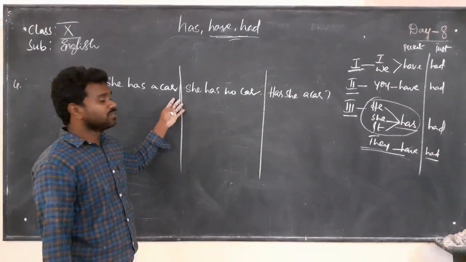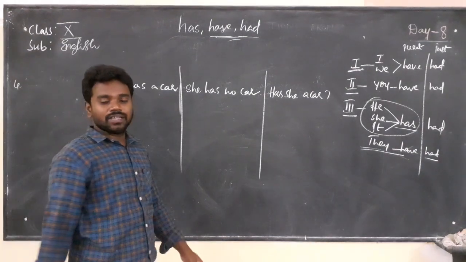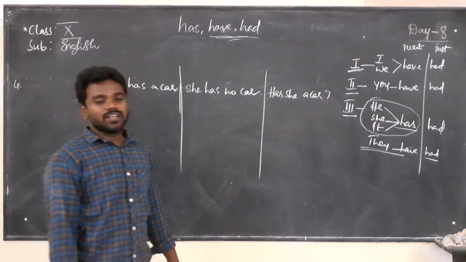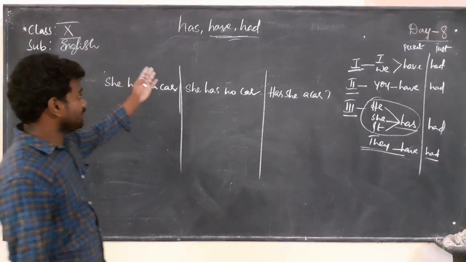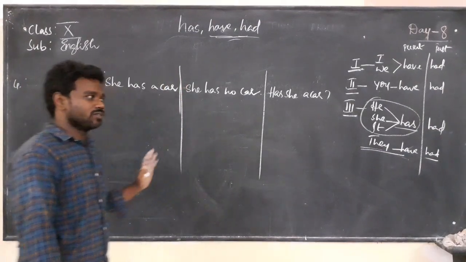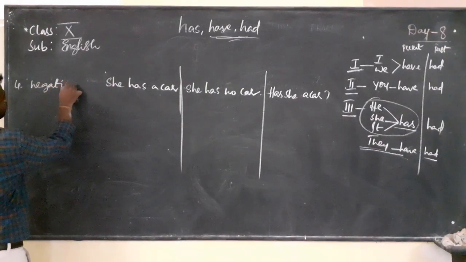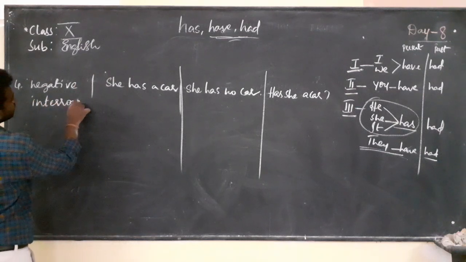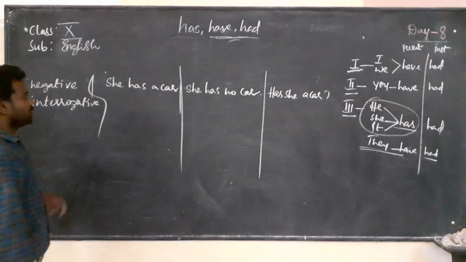Now let us see one more usage of has, have, had. We discussed that do, does, did are used in present and past tenses in framing negative and interrogative sentences. Here also has, have, had are used to frame negative and interrogative sentences. That is the fourth point: negative and interrogative sentences.